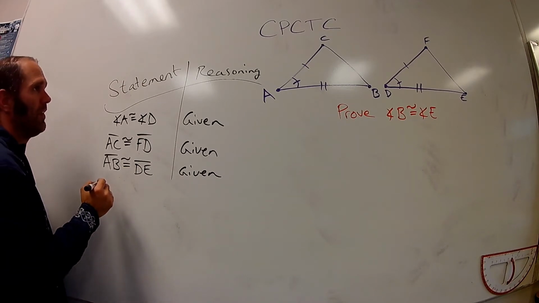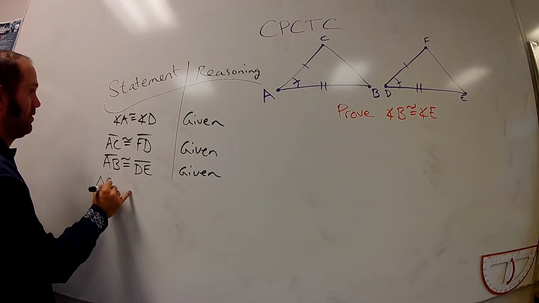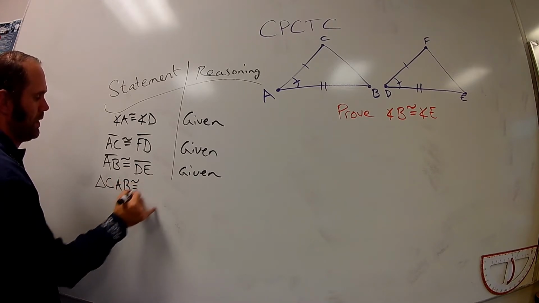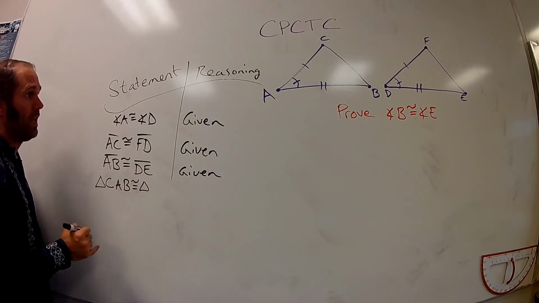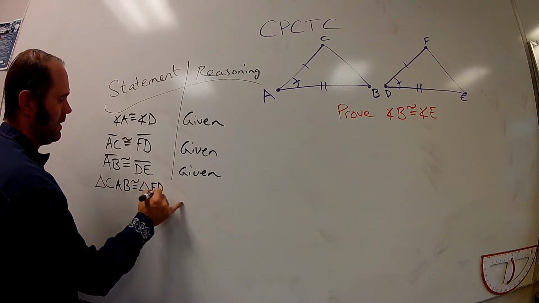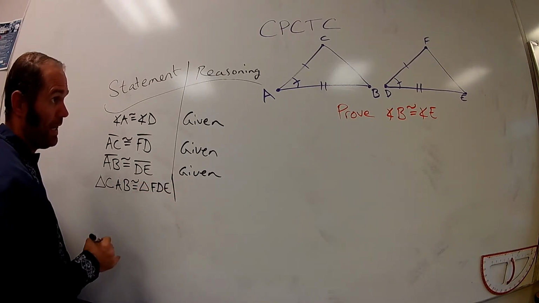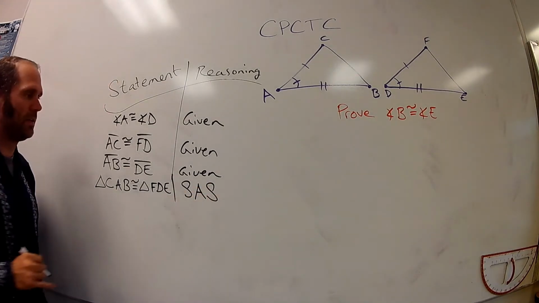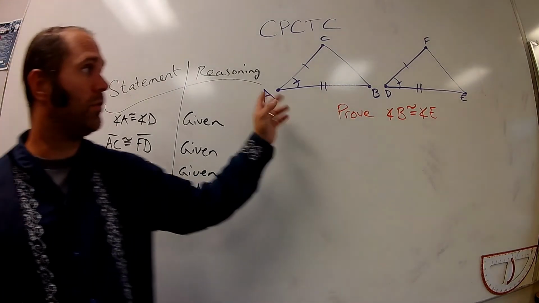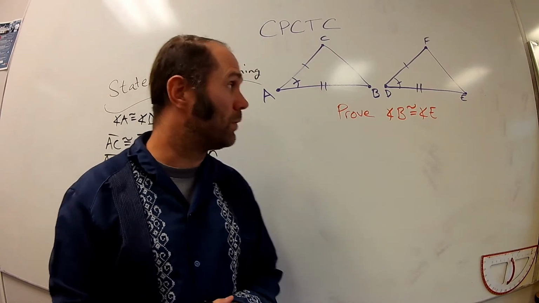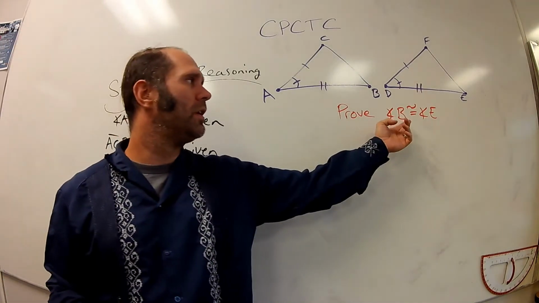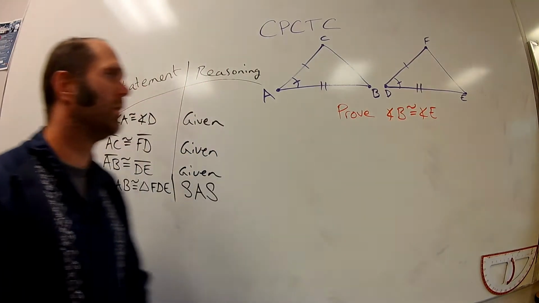So we can say that triangle CAB is congruent to triangle FDE by side angle side. So by side angle side, we have two triangles that are congruent. But that's not what we're asked to prove. We're asked to prove if angle B is congruent to angle E.